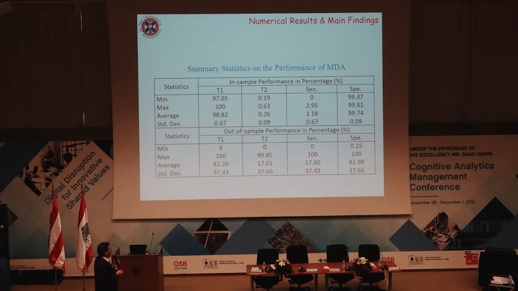When we get to the out-of-sample performance, 82.20% of the bad cases are wrongly predicted. The good cases, 17.01%. Sensitivity, bad as bad, 17.18%, and specificity, good as good, 82.92%. There is obviously a large difference between the in-sample and out-of-sample performance, which suggests that the model used here has been overfitted. So we have an overfitting issue here. But anyway, this is the performance of one of the best models available out there.